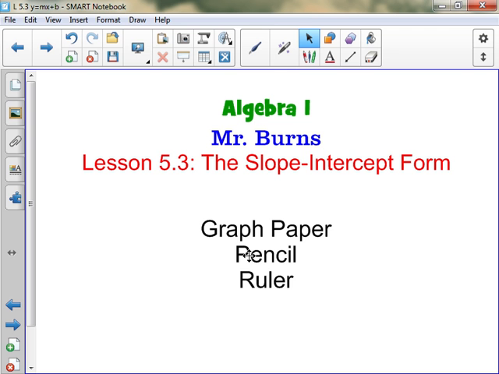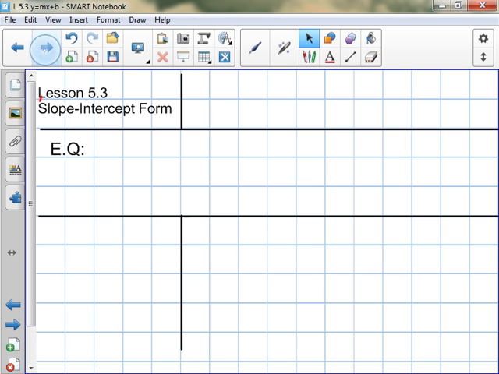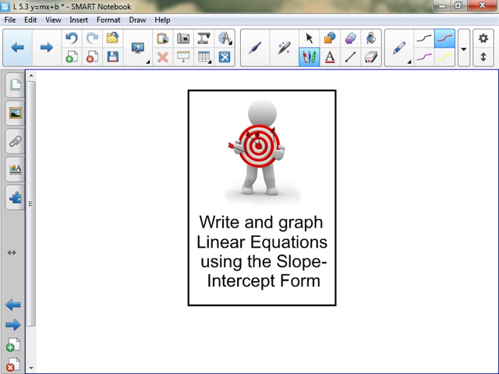And on this lesson, I would like you to make sure that you write down the essential question based on this learning target, and that is write and graph linear equations using the slope-intercept form. So set up your Cornell note paper like this, make sure you put the lesson in the upper left-hand corner, and write in the essential question. Here's the learning target. Take a second, pause the video, and write it down and get set for these notes.